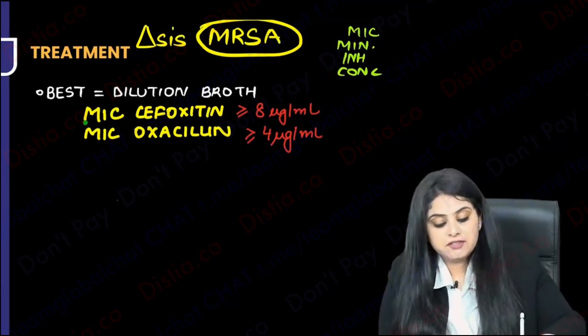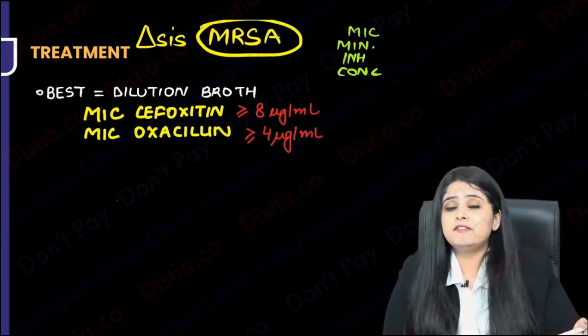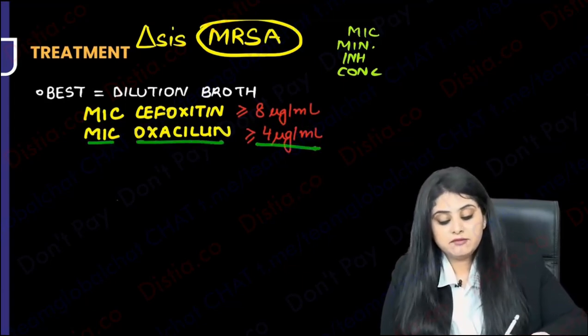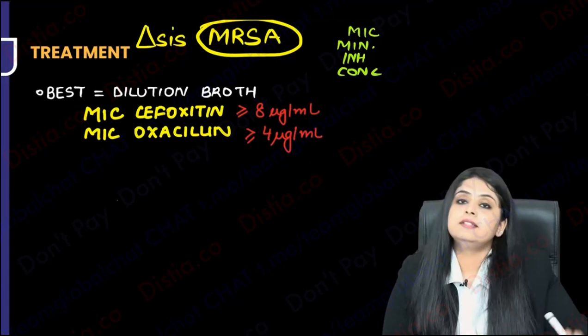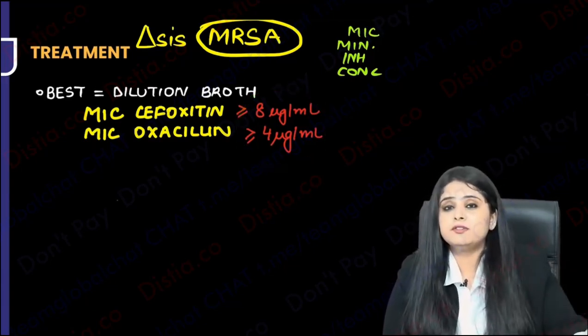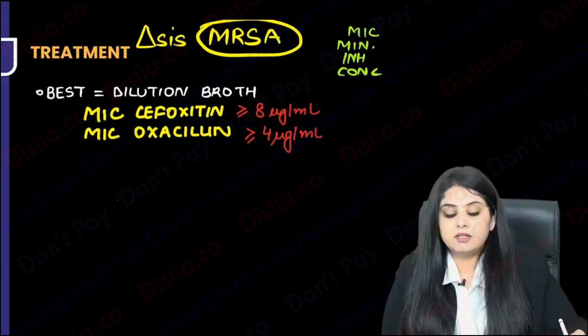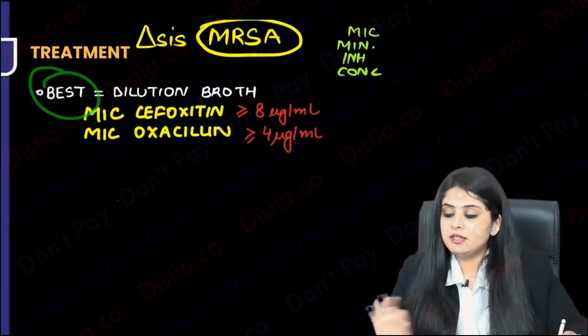So they say if the MIC of cefoxitin is more than 8, meaning even more than 8 is needed, it is resistant. And if it needs more than 4 micrograms of oxacillin, then also it is resistant. Beyond this, even if it needs higher quantities of these antibiotics, it is definitely resistant. So the MIC of cefoxitin is 8 and the MIC of oxacillin is 4 microgram. This is the best method on paper.